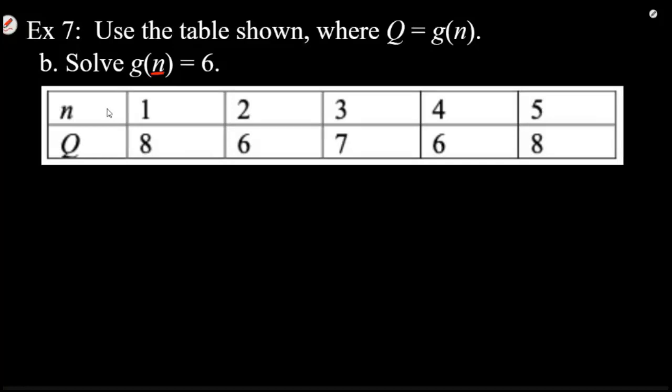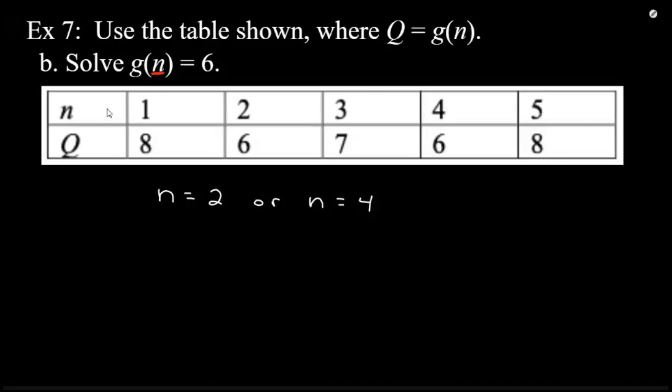Okay, so where are we going to look for that output, that 6? Because where have we always looked before? We've always looked in the top row where the inputs are, right? If we're looking for the output, we have to look in the second row. Do we have a problem here? What's the problem? Yeah. We actually have two answers. N could be 2, or N could be 4, because there's two numbers that have an output value of 6, right?